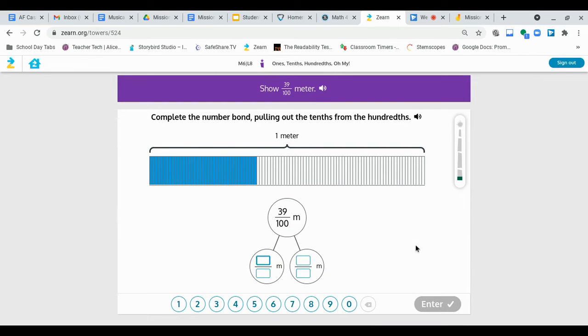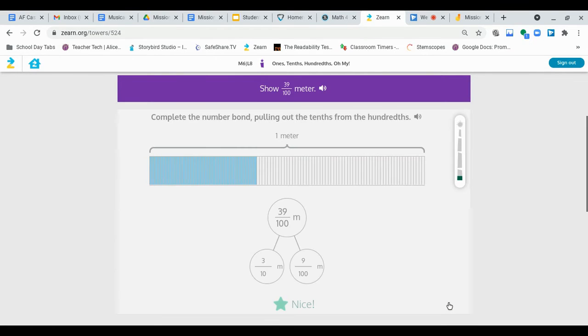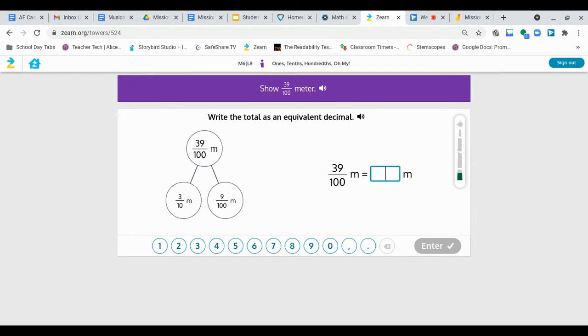Now we're going to complete the number bond, pulling out tenths from the hundredths. So in 39 hundredths, I'm looking for how many tenths I have, and then how many hundredths I have. Well, I'm just going to look at this first spot here. I have actually 3 tenths and then 9 hundredths. So 3 tenths and 9 hundredths. And now I want to write the total as an equivalent decimal. So I'm just going to write 39 hundredths as a decimal. How many whole numbers do I have? I have 0 wholes. Then I'm going to put my decimal, 39 hundredths, just like such.